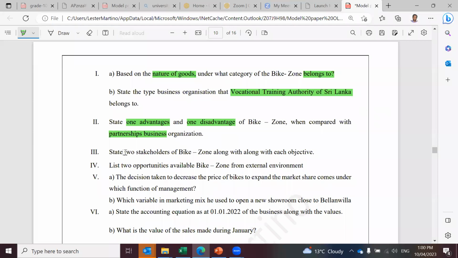State two stakeholders of the business, each with an objective. Okay. Next one. List two opportunities available in the external environment. What do you mean by opportunities? Opportunities come from the external environment, the positive things in the external environment.